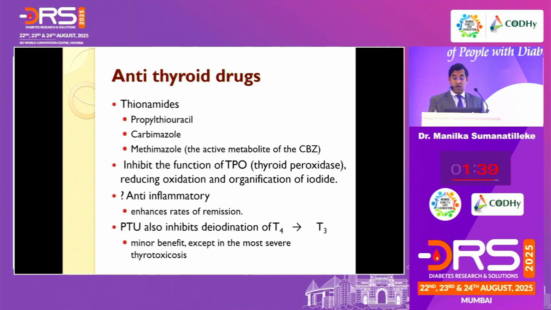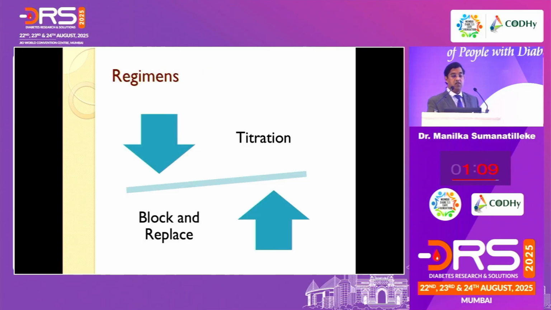We have 2 drugs, propylthiouracil, carbimazole, and maybe methimazole if you have it in India. It blocks the thyroid peroxidase enzyme and reduces the levels. PTU has an extra action of blocking the peripheral conversion of free T4 to T3, which is useful in a thyroid storm or very severe thyrotoxicosis. In the initial stages, PTU is the drug of choice, and in the first trimester of pregnancy we use PTU. Carbimazole is approved after the second trimester. You could use carbimazole, but in the first trimester you could use PTU.